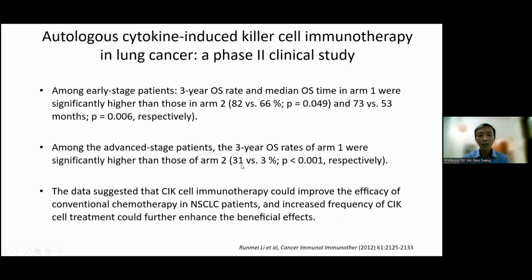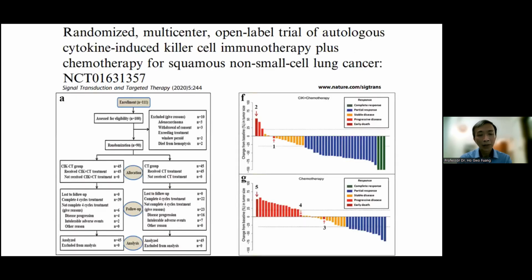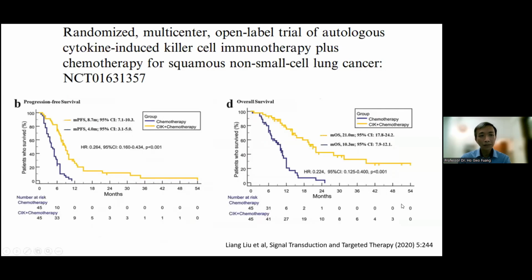So there is data to suggest that CIK cell immunotherapy could improve the efficacy of conventional chemo in non-small cell lung cancer patients, and increased frequency of CIK cell treatment could further enhance the beneficial effect. Later on, they did a randomized study, which is actually another randomized study from the same group. With the CIK chemotherapy, there's a waterfall plot, more responses and more stable disease compared to chemotherapy.